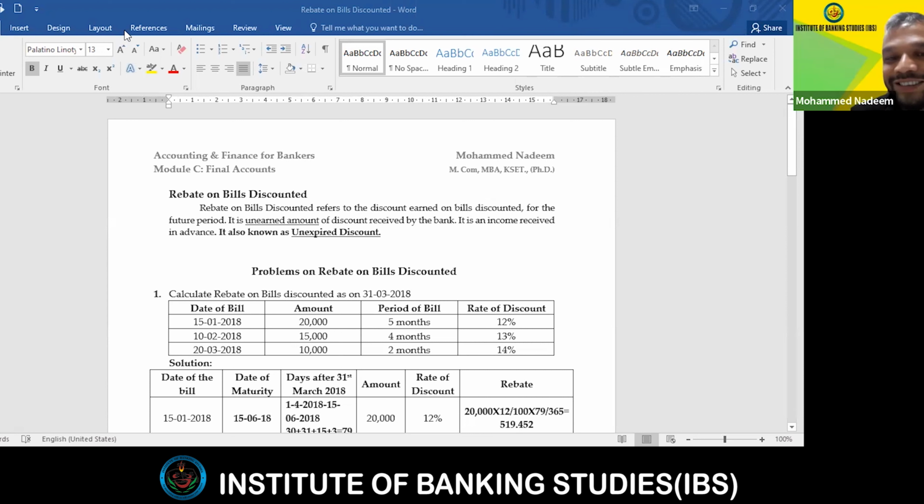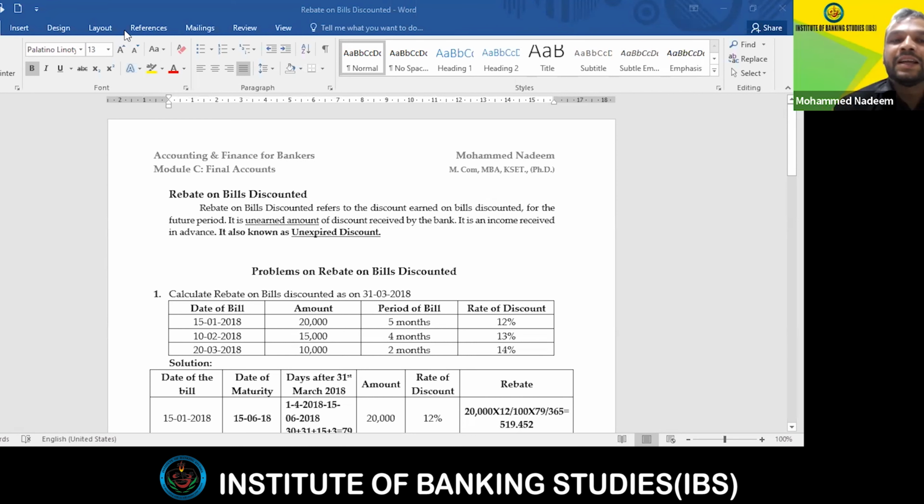Okay, so it will be considered a rebate. And on 31st of March, we will consider it as unearned income. So the bills which are not discounted by the end of the financial year, we will consider as unearned income. And we call it rebate on bill discounted, or rebate on bill discounting.